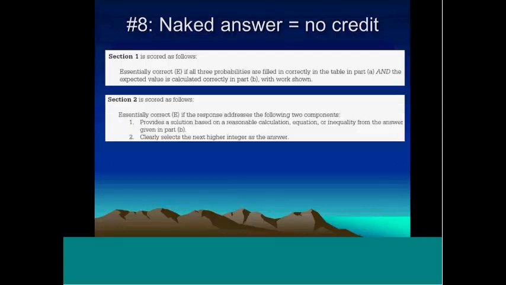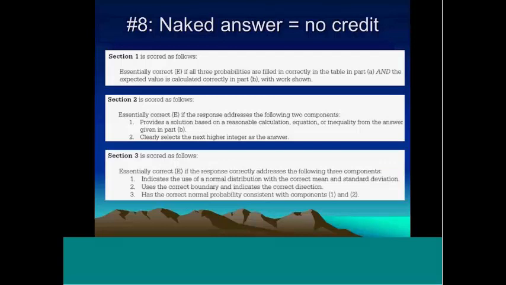And then section 2 is essentially correct if the students provide a reasonable calculation, equation, or inequality based on the answer given in part B, and selects the next highest integer as the answer when they're trying to figure out how many games need to be played in order to maximize the profit for the charity to gain at least $500. And then the final section is the one about the normal probability calculation, which also requires work.